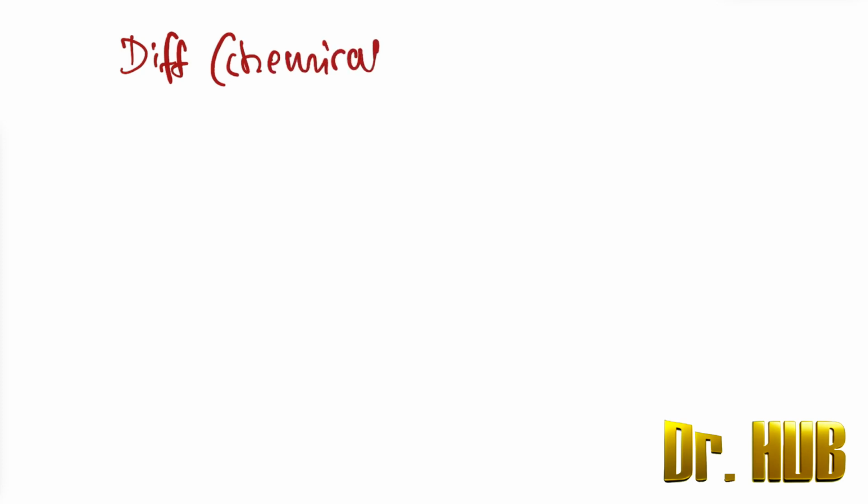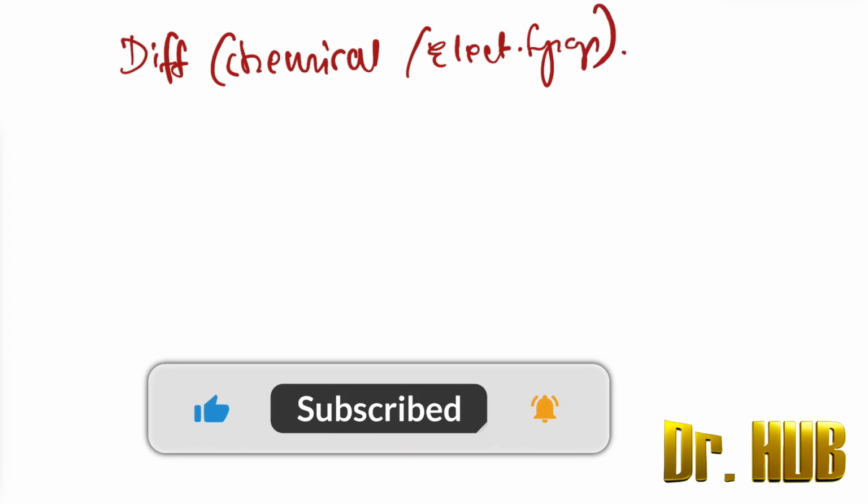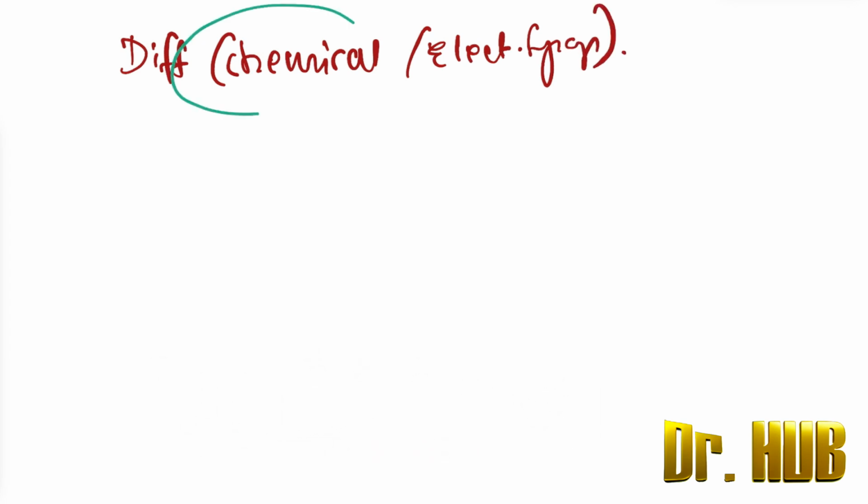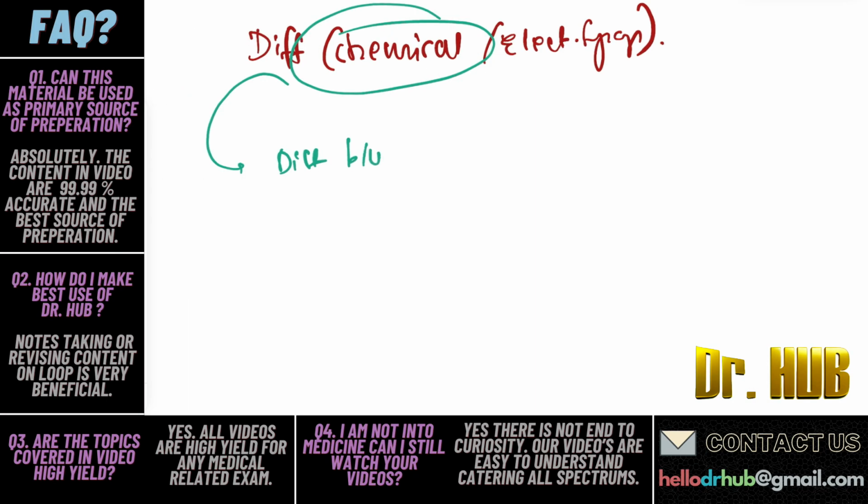Now let's look at the differences between the chemical as well as the electrical synapse. First we are only looking at the chemical. So under chemical, what is the distance between the pre and post synaptic membranes? In the chemical synapse, it is going to be 20 to 40 nm.